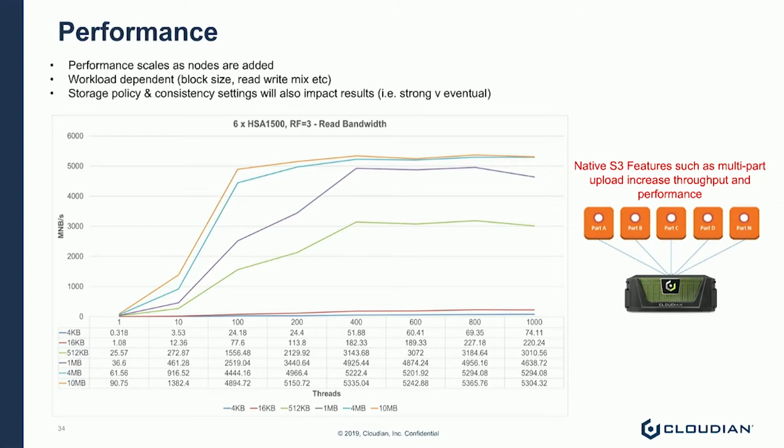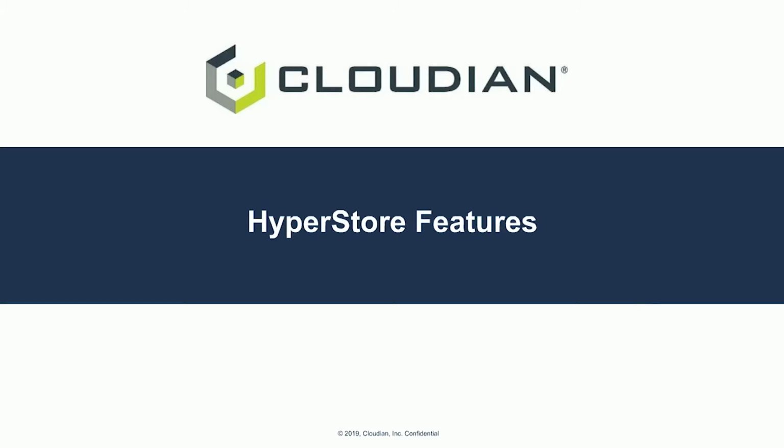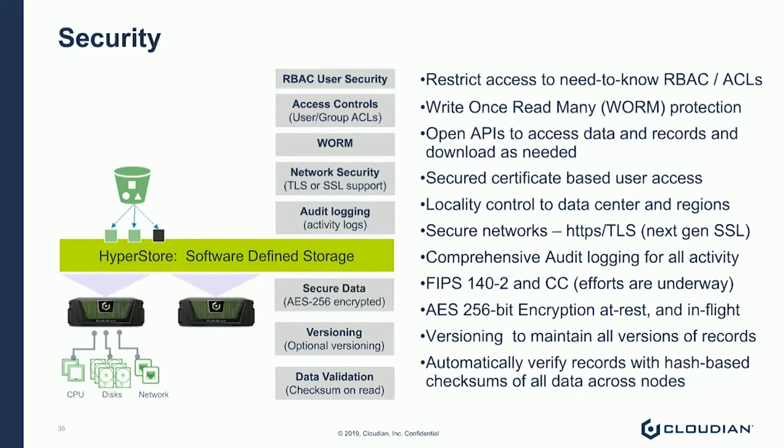And due to our level of S3 compatibility, we're able to take advantage of features such as multi-part upload, which enables us to break up very large files into smaller segments and basically parallelize the workload so that we're able to send multiple streams simultaneously and distribute that across all of the nodes within the cluster to help drive additional performance there. So a lot of the features that I'll talk about here are really S3 features that we've implemented.